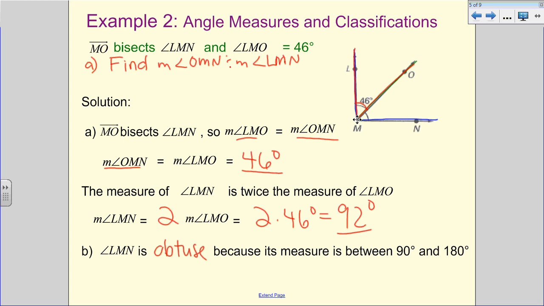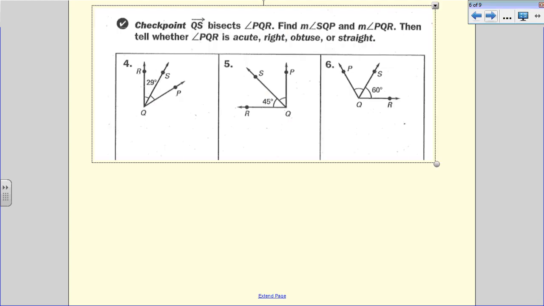So once they give you one of the smaller angles, they're going to ask you to make sure that you know the other small angle is equal, is congruent, and then you're going to double that angle measurement to get the big angle. Great, so pause so you can work at your checkpoints, 4, 5, and 6.